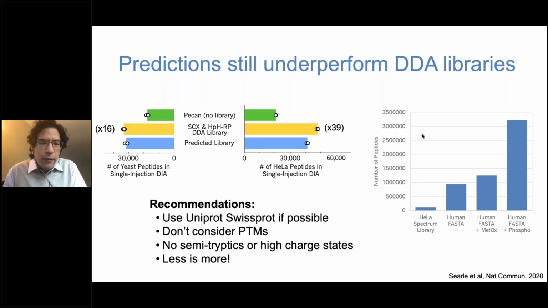This is one of the reasons why we recommend using as curated a database as possible, for example UniProt, SwissProt, if possible. And using this type of strategy, we highly recommend not considering PTMs like oxidation as you would normally do for DDA analysis, or semi-tryptics, or unusually high charge states, or +1s. In these cases, searching fewer peptides actually does typically provide you with more detections and better search results.